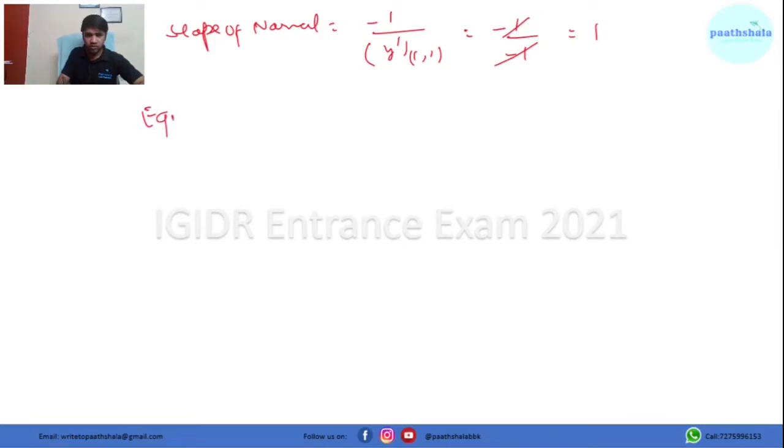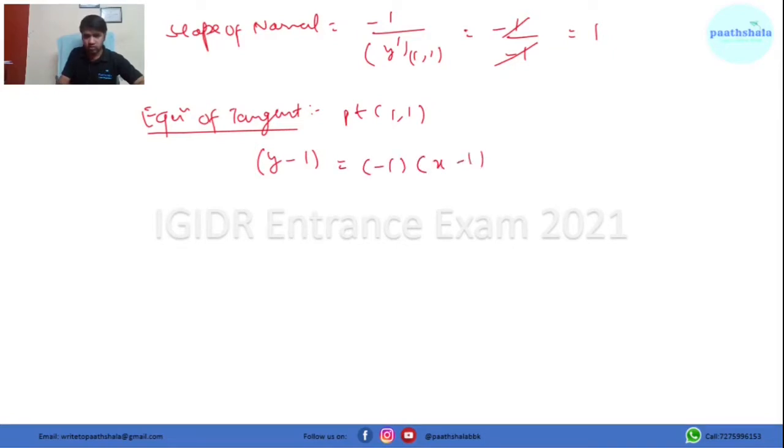Now to find the equation of tangent, we have the point and we have the slope. The point was (1, 1), so this comes out to be y minus 1, the slope is minus 1, and in a bracket x minus 1. If you solve this, you will get minus x plus 1.